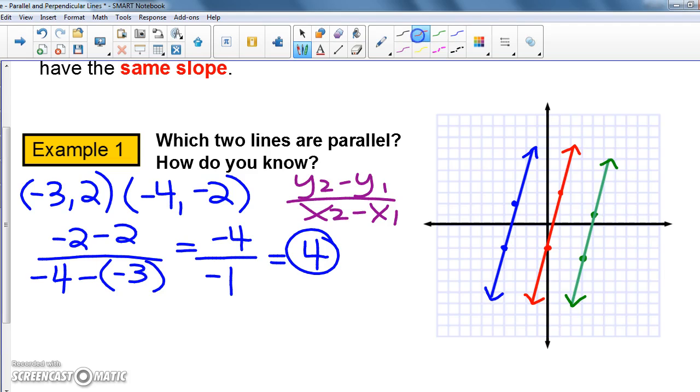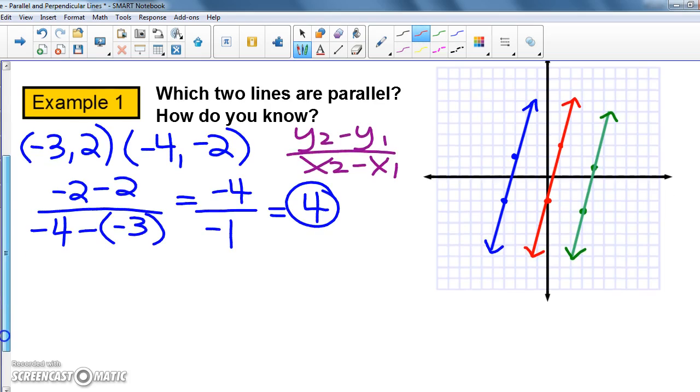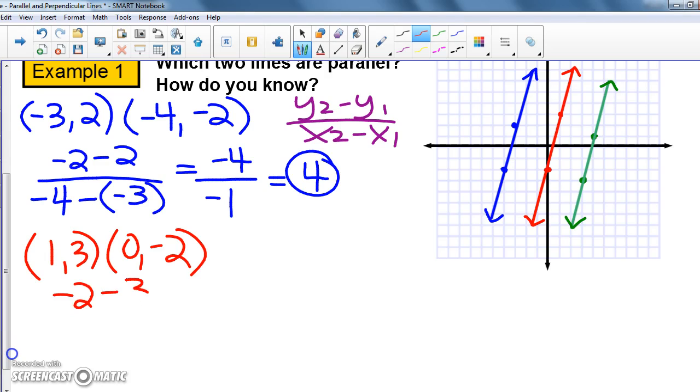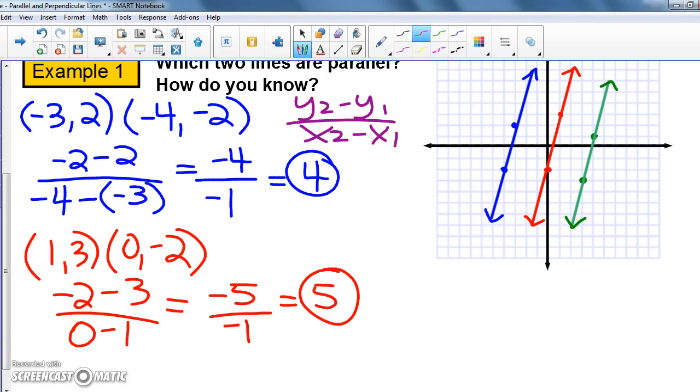Okay, let's move on to the red. So I'm going to use the same formula. For the red one, I have 1, 3 and 0, -2. Once again, let's do y2 minus y1 over x2 minus x1. That's going to give me -5 over -1, which is 5. So you can see they're pretty close, but those are not the same slope, which means the blue and the red are not parallel.